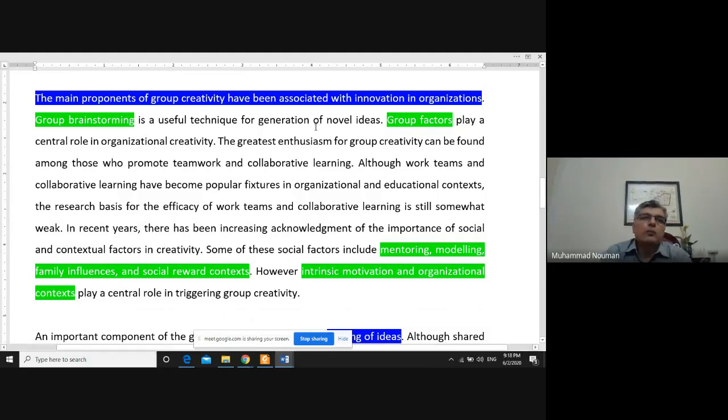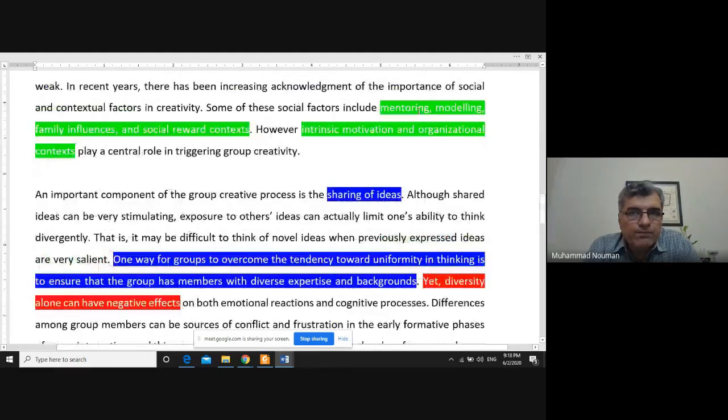For example, techniques like group brainstorming, highlighted here, are a common technique used inside organizations to trigger or harness group creativity. A number of group factors have been found to be responsible for triggering or strengthening group creativity as well. For example, in this handout, some of these factors are highlighted, such as mentoring, whereby a supervisor or a senior might support or provide advisory help to junior colleagues, and this can result in triggering creativity.